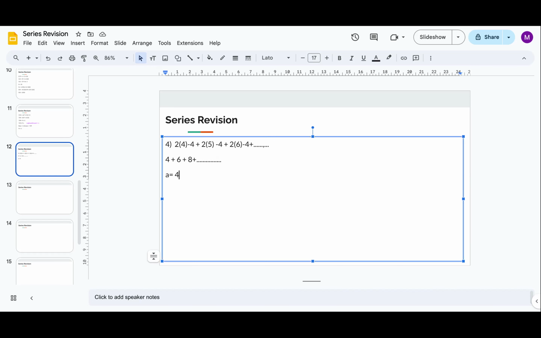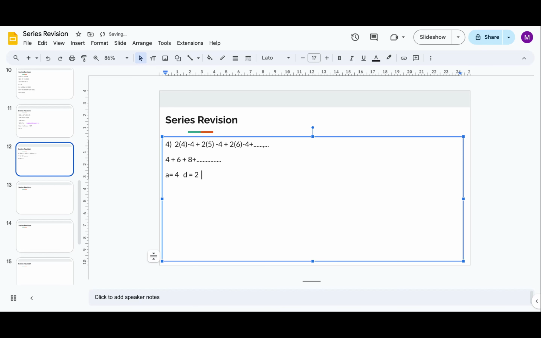6 minus 4 is equal to 2. 8 minus 6 is equal to 2. Immediately, I notice a pattern that there is a constant difference of 2. So each time I am adding 2 to a term to get the next term. That means we're working with an arithmetic series. We have a constant difference d of 2.